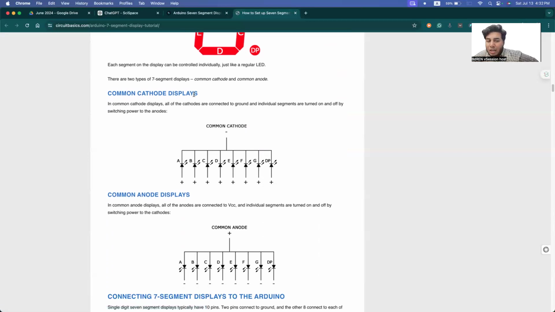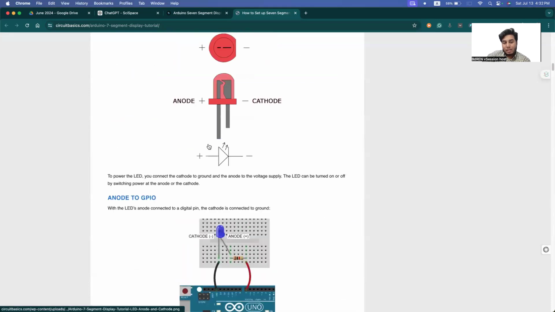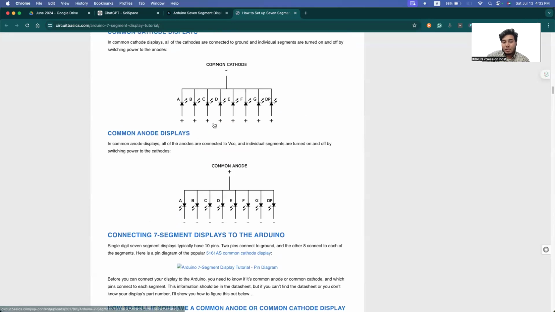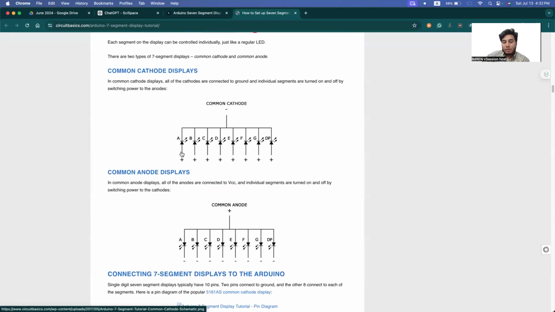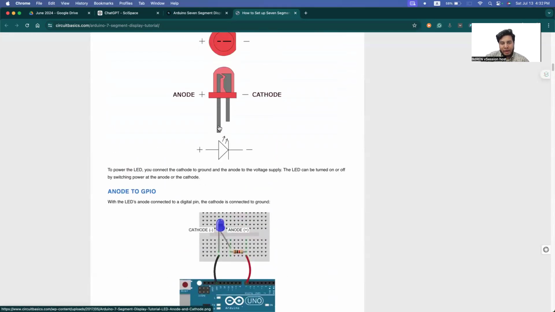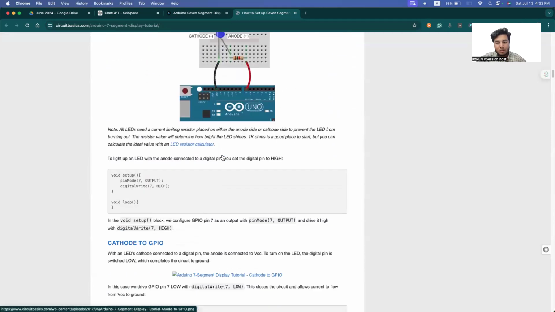Okay, so there are two types of displays. One is the common cathode, and the other is the common anode. So let's see. The cathode is like this, the plus portion, and the anode is the minus. So if the cathode is plus, then what should I do actually? Cathode minus, sorry, cathode minus, anode plus.